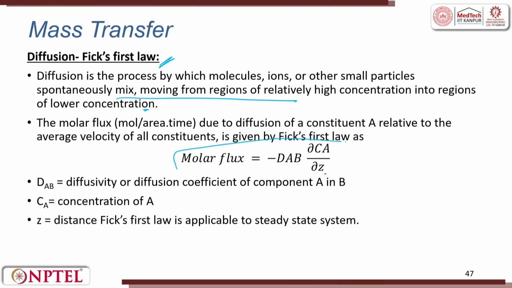This is given by the formula: molar flux J_A equals minus D_AB times dCa by dZ. Here D_AB is the diffusivity or diffusion coefficient of component A in B, Ca is the concentration of A, and Z is the distance. The first law is applicable to a steady state system. So, this is the diffusion coefficient. It is almost like k times A. If you see the thermal conductivity formula, it is almost the same.